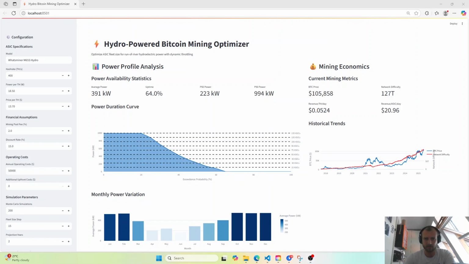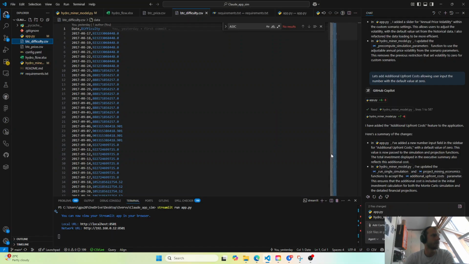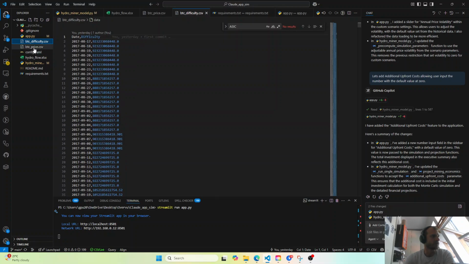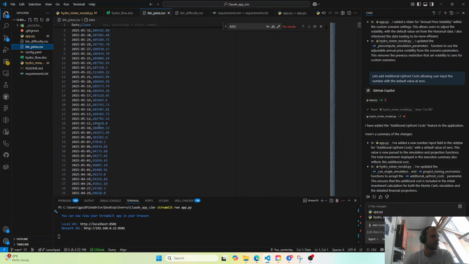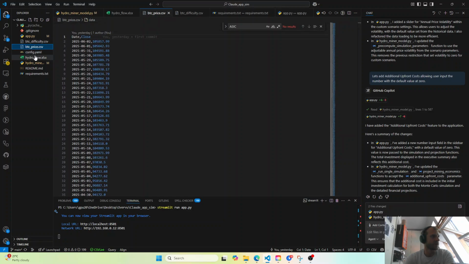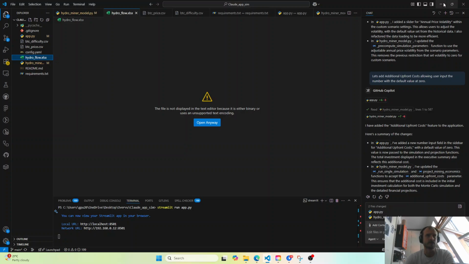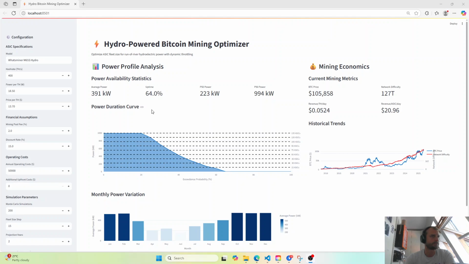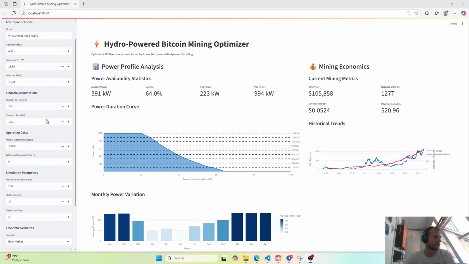So in our case, what are the volatile bits? They are the Bitcoin difficulty. I take the history of the difficulty, I take Bitcoin price on a daily basis, and I take this hyperflow data, which is coming from Simon. So these are the inputs to the model. Another input is, of course, our miner, which is the hash price, the installed power, and the price, which all can be adjusted.